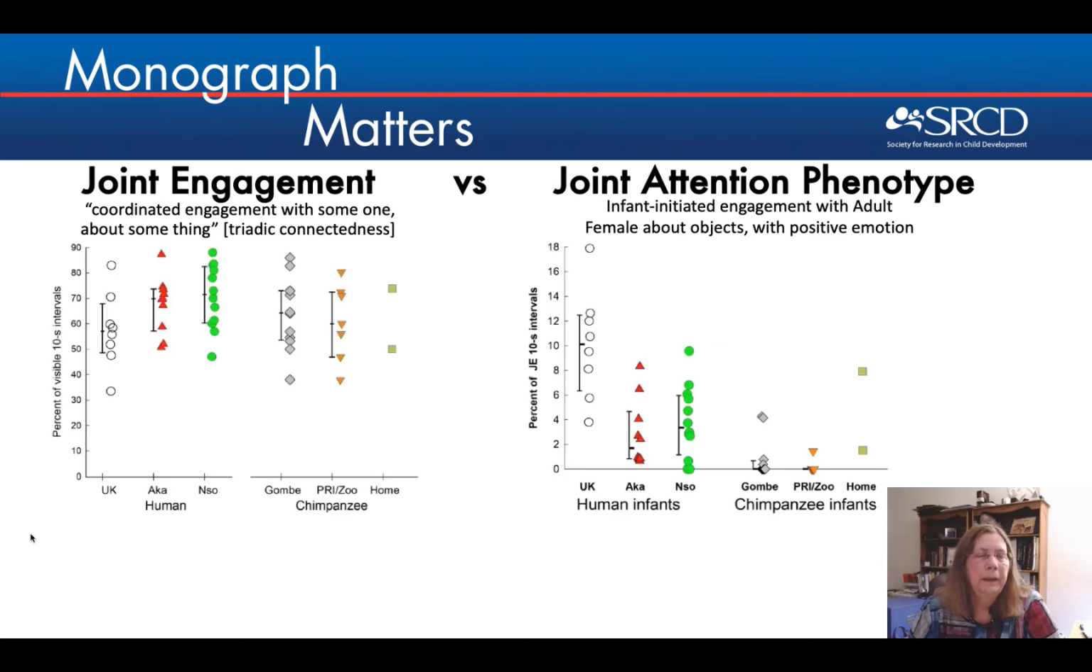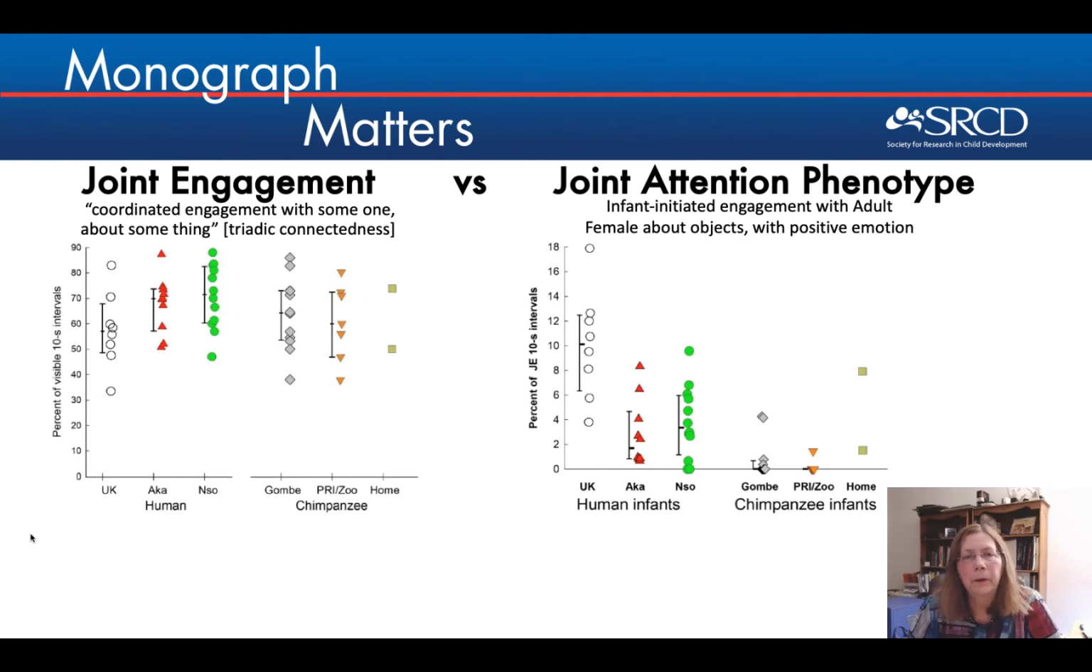For example, the left figure shows the high levels of joint engagement across all of our groups. This is the result that we found when we made our operational definitions of joint attention more inclusive, allowing for visual and non-visual forms of engagement, allowing for varieties of partners, allowing for diversity in the types of shared topics, and allowing for both positive, negative, and neutral emotional tones and initiations by either partner.